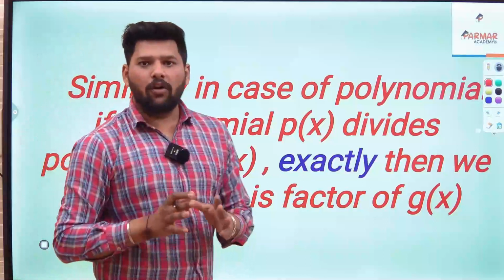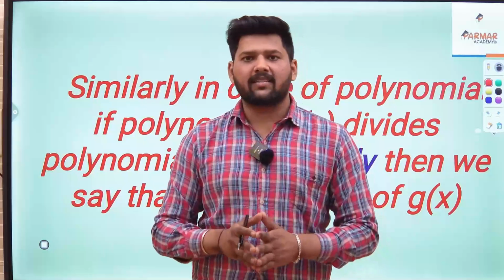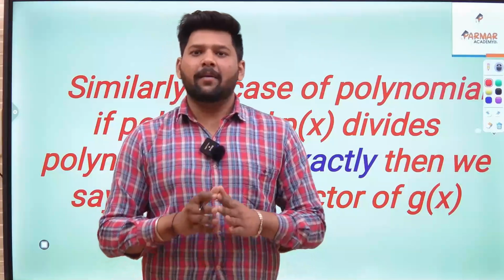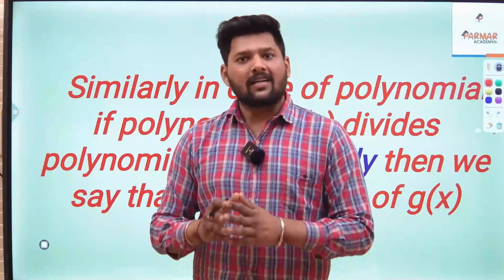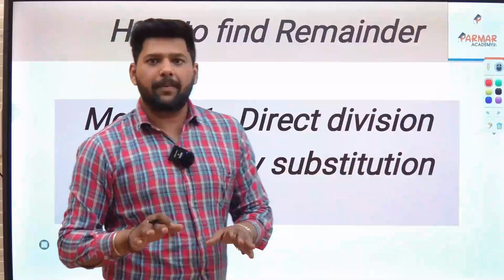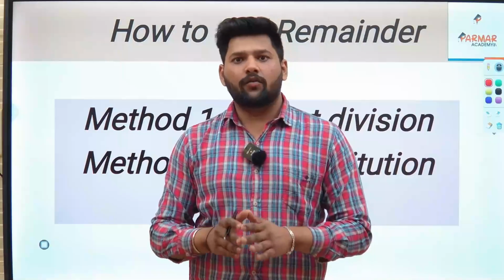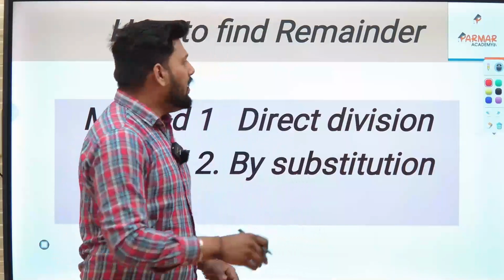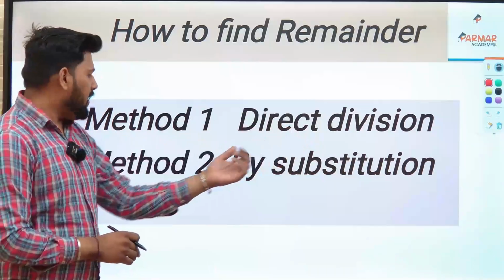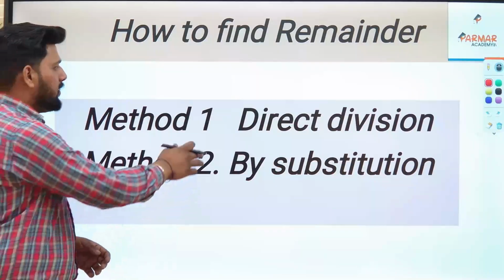Similarly, in case of polynomials, when a polynomial p(x) divides another polynomial g(x) exactly, we will say that p(x) is the factor of the polynomial g(x). Now, as the whole discussion depends upon the remainder only, first of all we will learn how to find the remainder. There are 2 methods: method 1 is direct division and method 2 is the substitution method.